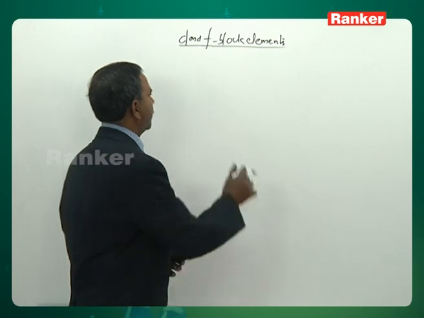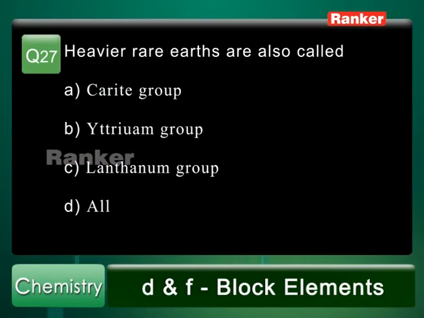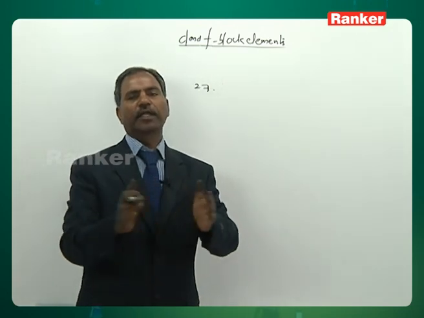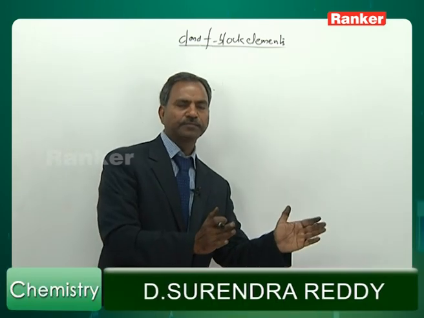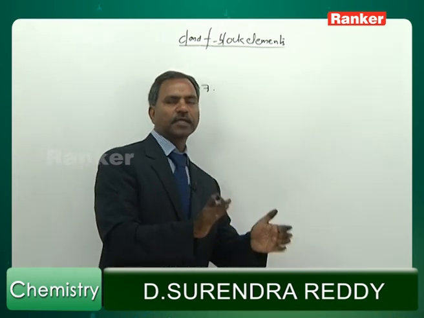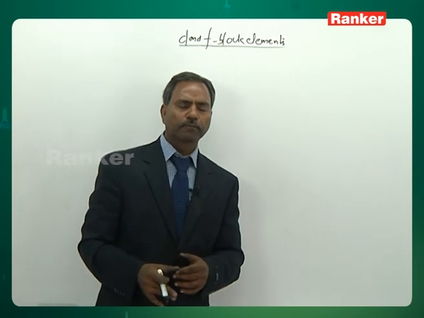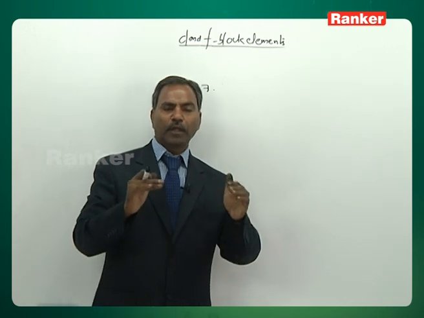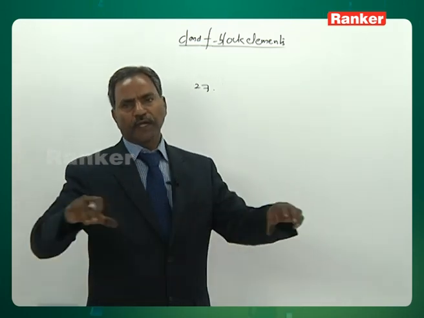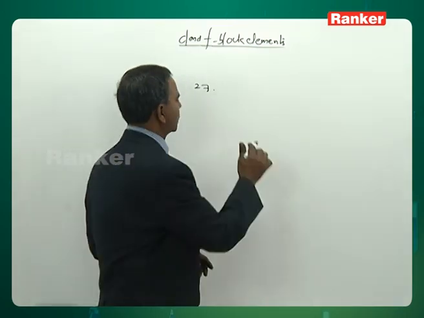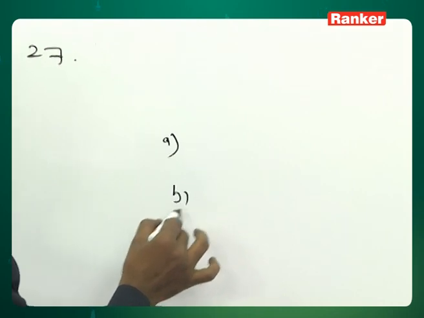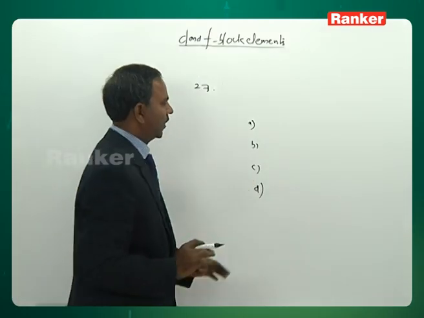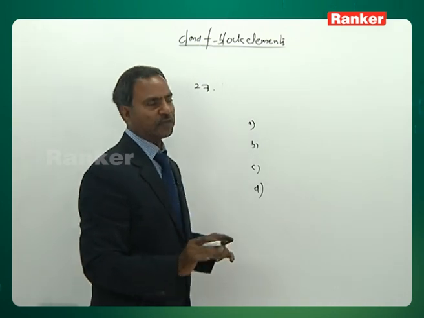Coming to question number 27. Heavier rare earths are also called. See, all the rare earths are considered lanthanides. We are classifying them into two sets: lighter lanthanides and heavier lanthanides, lighter rare earths and heavier rare earths, based on their availability in different minerals. Based on the availability of lanthanides in different minerals, all the lanthanides are classified into two sets of elements. Now, take options A, B, C, D, let us keep them aside. Next, as I said, all the lanthanides are classified into two sets.